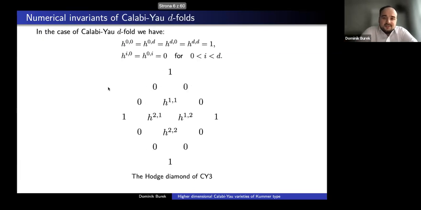In the Calabi-Yau case, at the four vertices of this diamond, we always have ones, and on the border the rest of the entries are zero. So here is a picture of the Hodge diamond in the three-dimensional case. Thanks to the symmetries of the Hodge diamond, only two numbers are important, h^{1,1} and h^{1,2}. In fact, in the case of Calabi-Yau threefolds, they also have some other geometrical meaning.